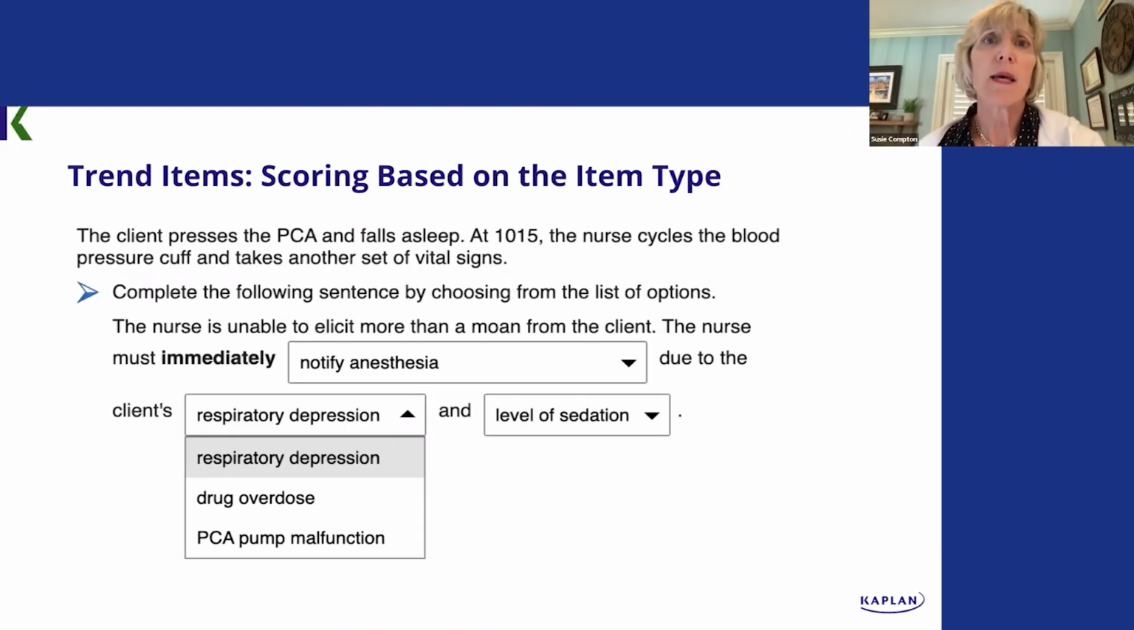If the question asked something about the trended information and was a select all that apply item, or a SATA, it would have been scored with plus-minus scoring like all SATAs are. A matrix single select would have been 0-1 scoring, and so on.